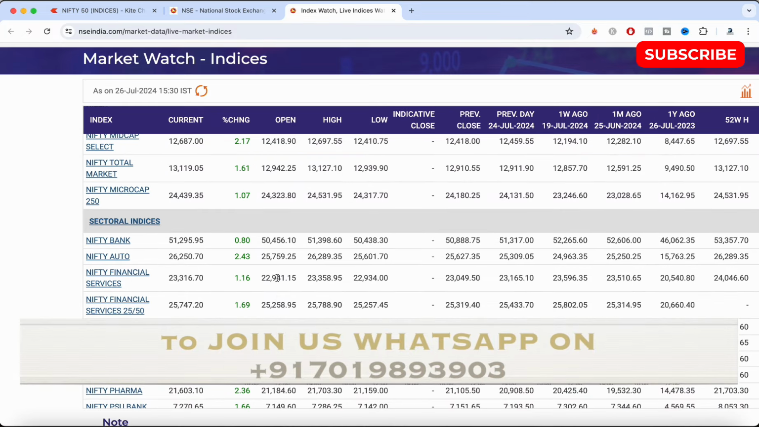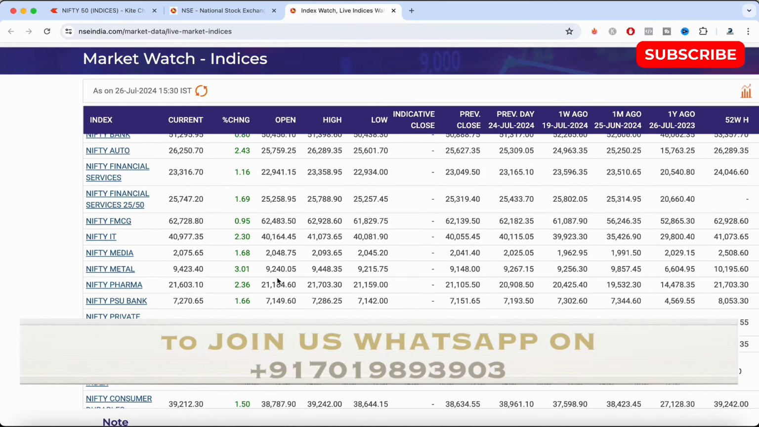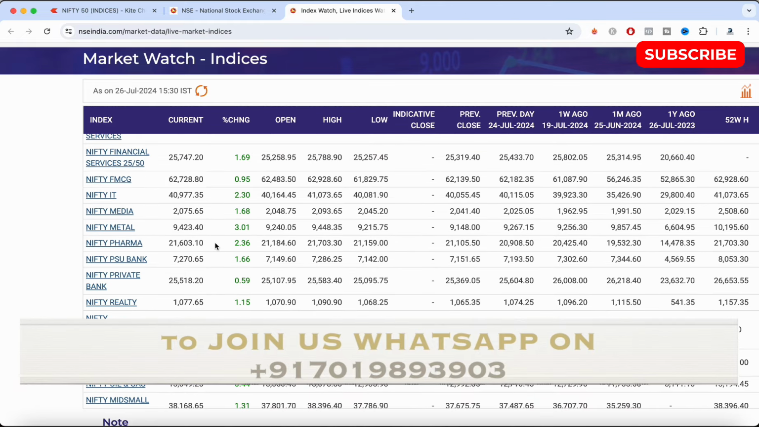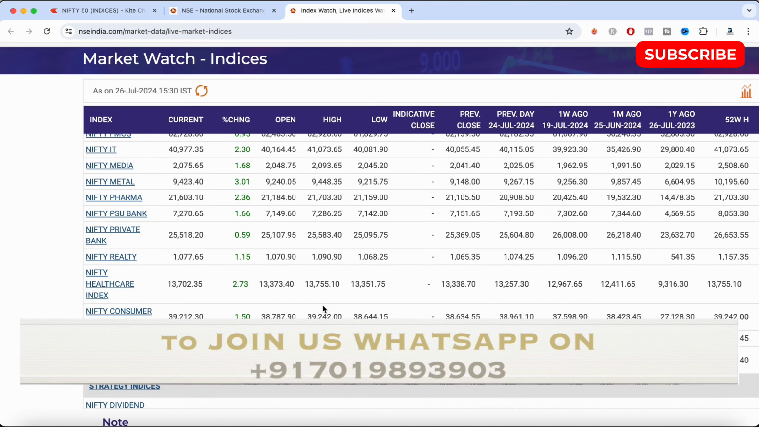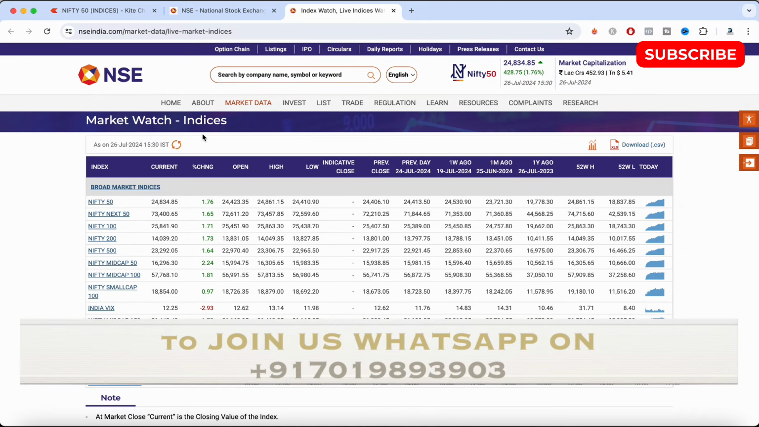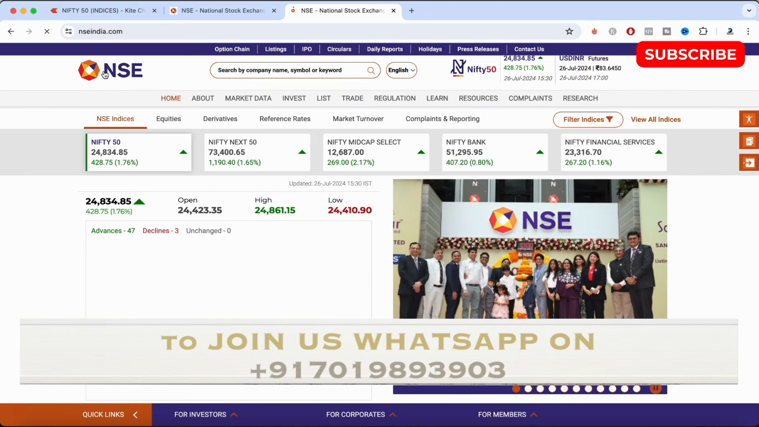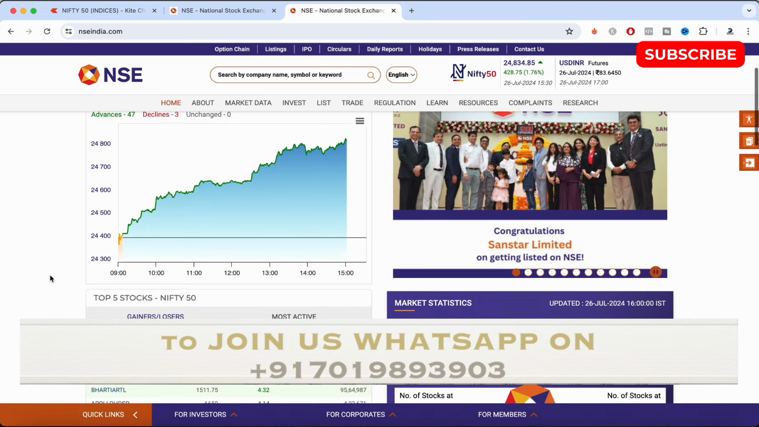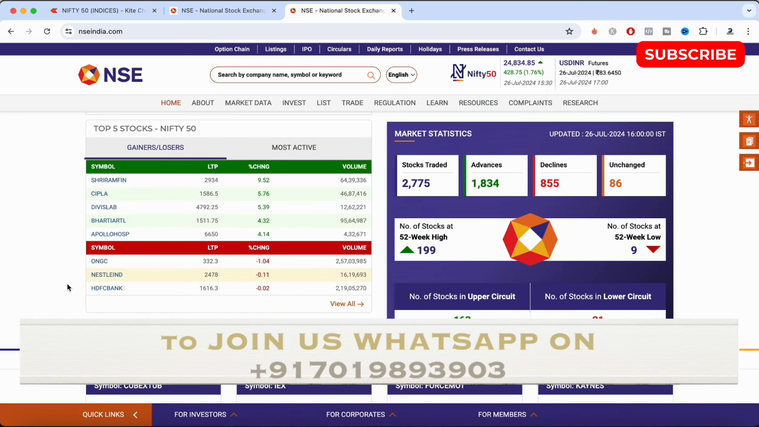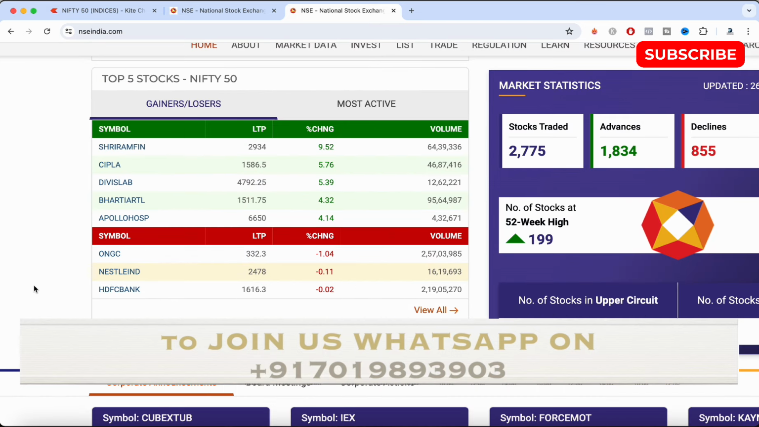Looking at the main sectoral indices, almost all have closed on the green side for the day, but you can see here Nifty Metal has gone the most positive with 3.01% up, Nifty Pharma with 2.36% up, Nifty Healthcare with 2.73% up, and all others were on a normal side. If you go to nifty50.com, the main homepage, you can see the overall statistics, and there were still three top losers for the day: ONGC, Nestle India and HDFC Bank were on the declining side.